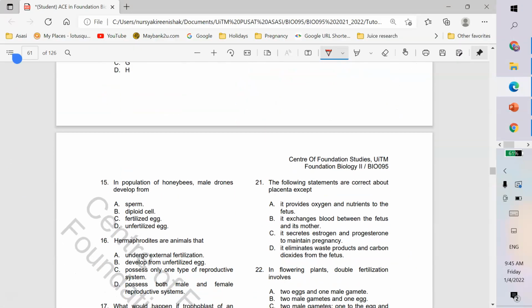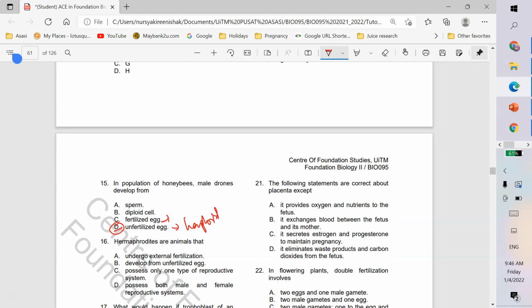So next question 15. Alice. In population of honeybees, male drones develop from the unfertilized egg. Kan, so unfertilized eggs. So this male drone dalam keadaan apa ya? Haploid. Haploid, okay. Kalau fertilized egg, it becomes what? In honeybee population, if eggs is fertilized, it becomes what? Apa?